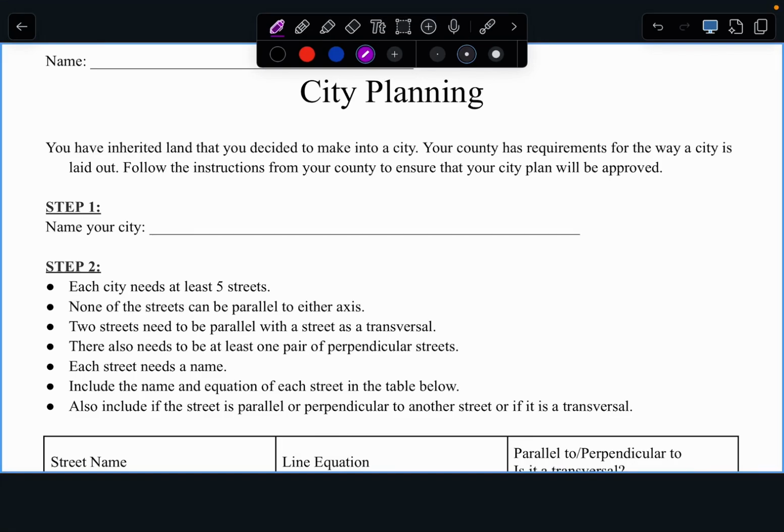So let's start. This is the city planning project. Our goal today is to get through steps 1 and 2. In front of you, you should have a packet and a graph paper.